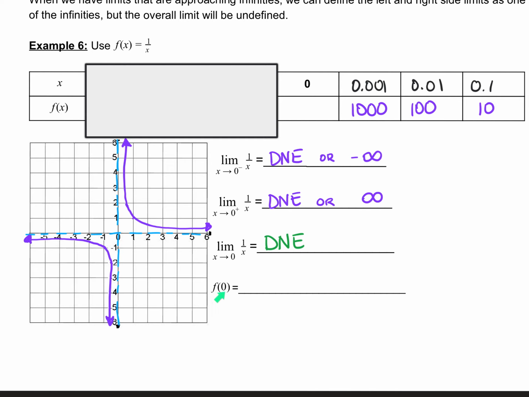And then finally, evaluating this function when x equals 0. Again, if I try to put 0 in for x, I just get 1 over 0, which is undefined.